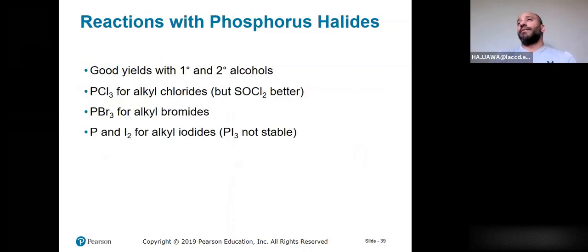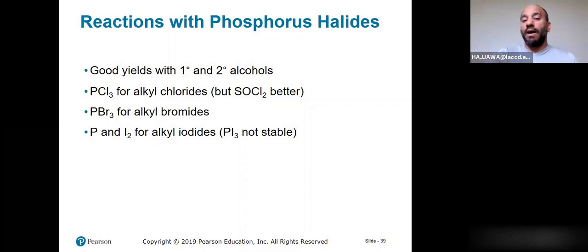Here's the alternative for primary and secondary. If I have a primary or secondary alcohol, the method of choice will be using PCl3 if I'm interested to make alkyl chloride, using phosphorus tribromide if I'm interested to make alkyl bromide, and using phosphorus and iodine if I'm interested to make alkyl iodide. How come not PI3? Well, PI3 is not stable. We can't actually make it and put it on the shelf.